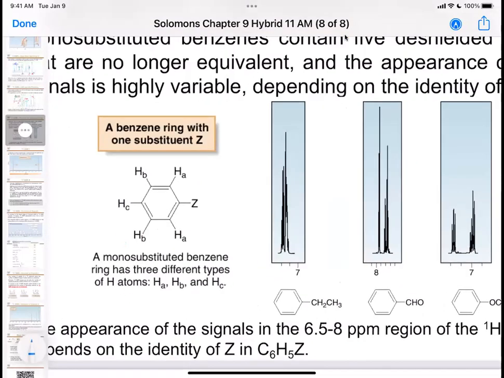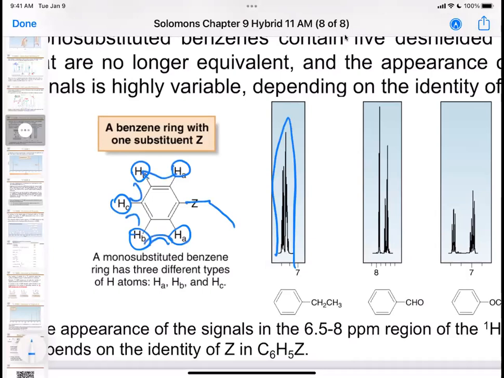So if we substitute the ring with something that isn't electron donating or withdrawing, like just an ethyl group here, these hydrogens are equivalent, these hydrogens are equivalent, and this hydrogen is separate. But because there's no electron donating or electron withdrawing, it doesn't change them very much, and they look like a big clump. Benzene itself has a single signal when it's not substituted, but it has this clump of signals because these are splitting these, and these are splitting these, but the shift is not very high. There's not a lot of difference between them.